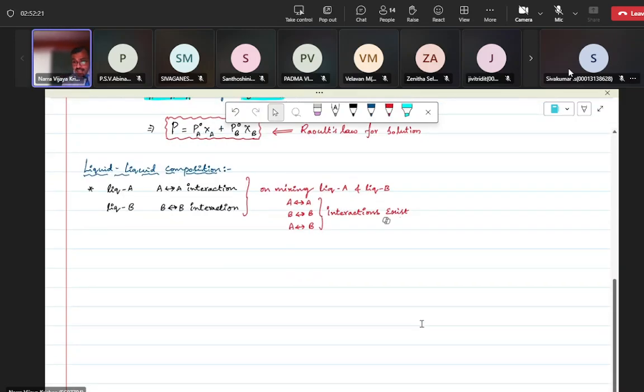When only AA interactions are there, what is the pressure generated? PA naught. Pure A, PA naught. When only BB interactions are there, PB naught. When all the three interactions are there, it is neither PA naught nor PB naught. What is the pressure now? PS, the vapor pressure of solution. Correct or not?